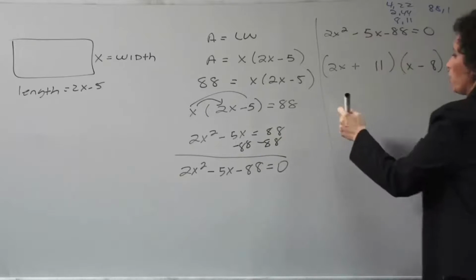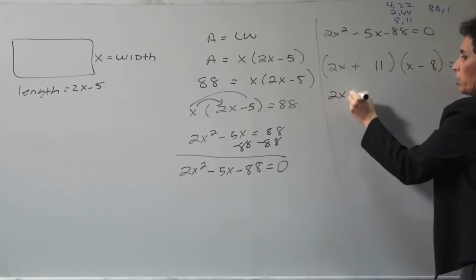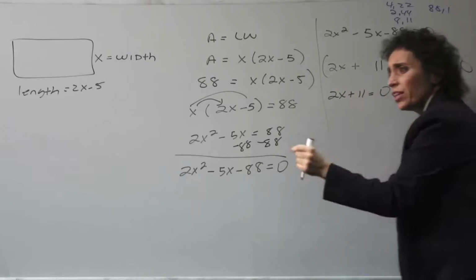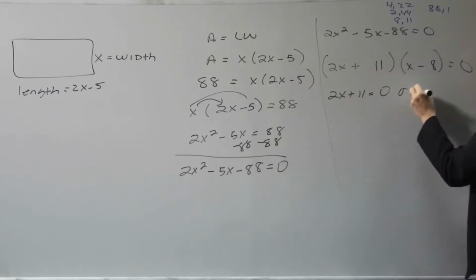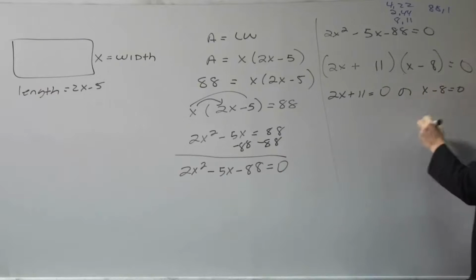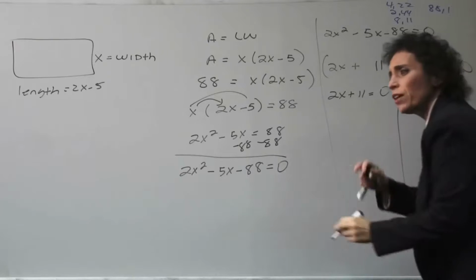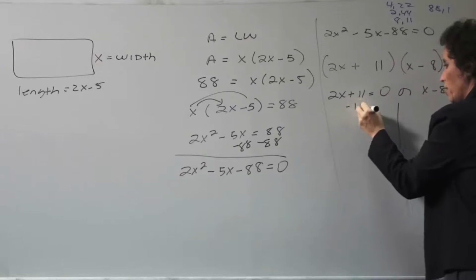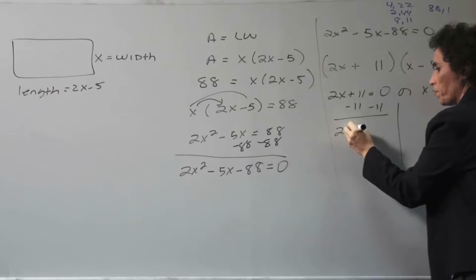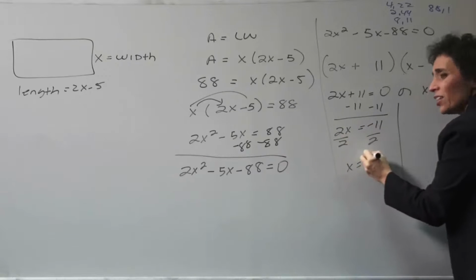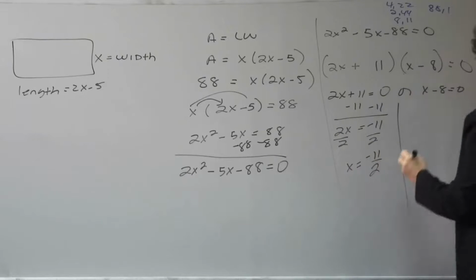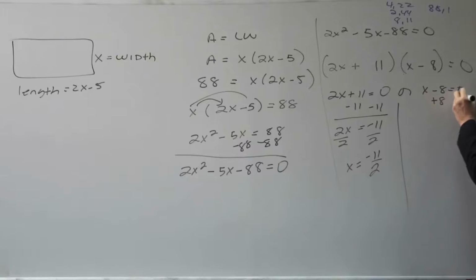Okay, so we have 2x plus 11 equals 0. And why can we do this? Zero factor property. If we have factors equal to 0, at least one must be 0. I'm trying to be so annoying you'll never forget this. Is it working? All right. Subtract 11, divide by 2. X is negative 11 halves. Add 8. X equals 8.